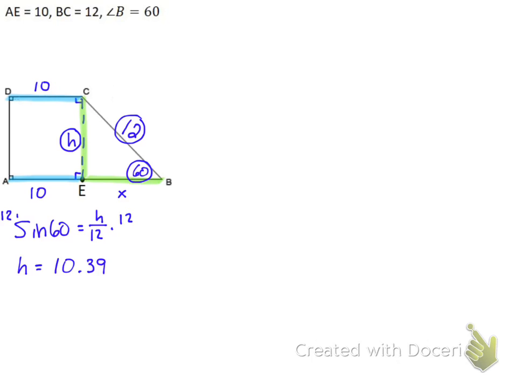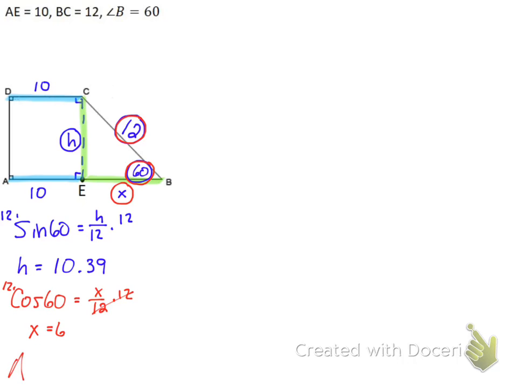To find out what X is, again, I'm still going to use the 60. I'm going to use X, and I don't want to use a rounded number, so I'm going to use 12. X is adjacent and 12 is hypotenuse, so I'm going to use cosine of 60 equal to X over 12. So 12 times the cosine of 60 gives me 6. So now I have everything that I need. My top base is 10, my bottom base is 10 plus 6, which is 16, and my height is 10.39.